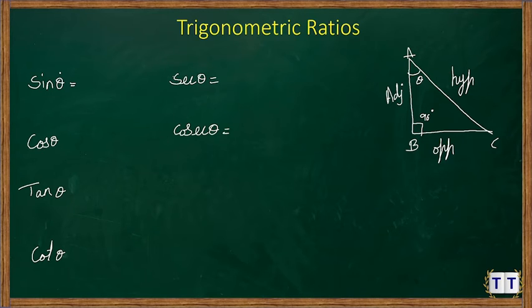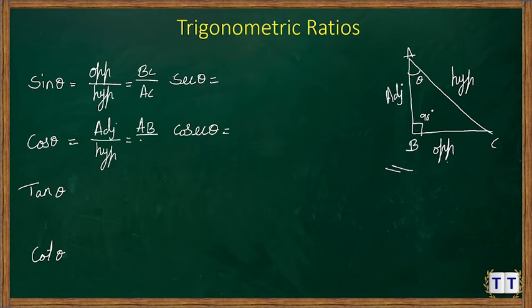First let's see what is sine theta. The formula of sine theta is opposite by hypotenuse. The formula of cos theta is adjacent by hypotenuse. According to this triangle, sine theta will be BC by AC, because BC is opposite and hypotenuse is AC. Now cos theta is adjacent by hypotenuse, that is AB by AC. Then we have tan theta. Tan theta is opposite by adjacent.